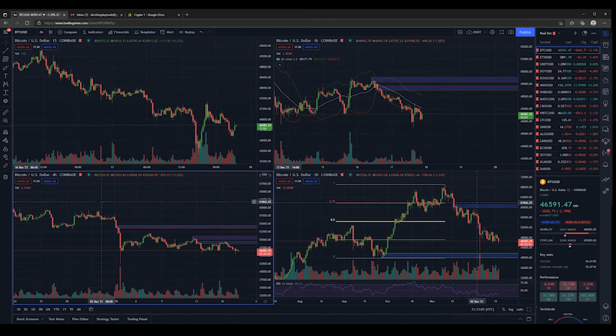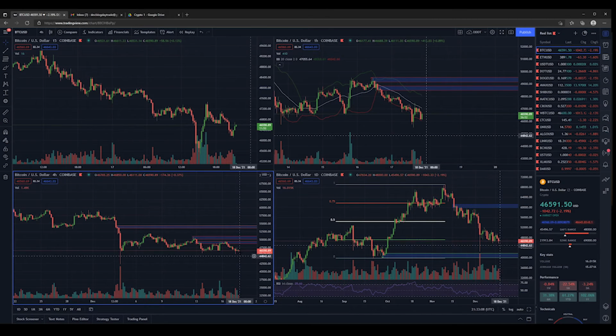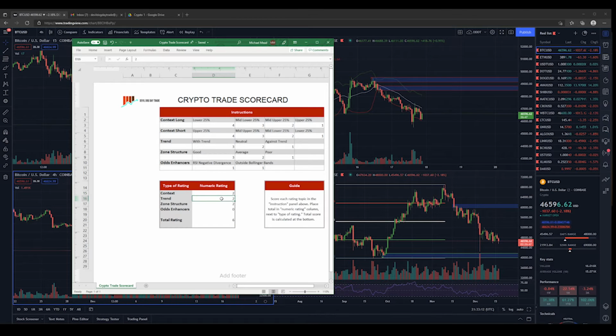We did take a look previously at our trend. Our trend for this trade is down on our 480-minute chart down here, lower left. So that is with the trend, and we have a trend of 3. Zone structure actually looks pretty good. It's a subjective rating. We'll call it 3.